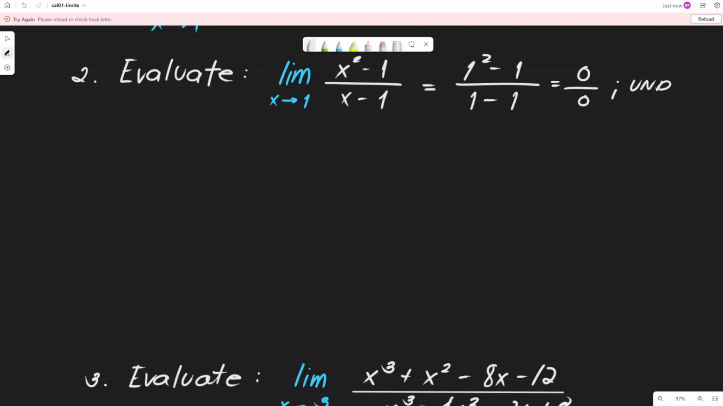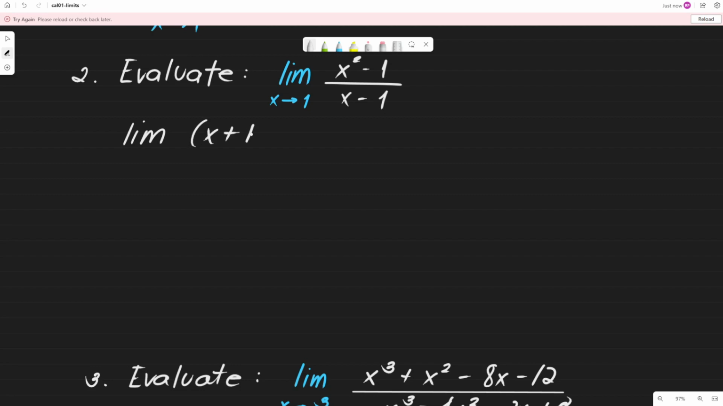Now, we need to simplify the given function first. So let's factor the numerator. Obviously the numerator is still factorable, difference of two squares. So we have the limit of x plus 1 times x minus 1 all over x minus 1, as x approaches 1. So may makakancel tayo obviously na term, which is x minus 1. So cancel natin yan. So ang maiiwan na lang is the limit of x plus 1.